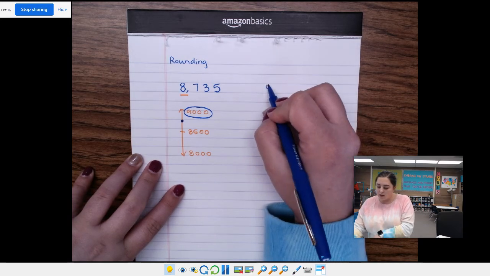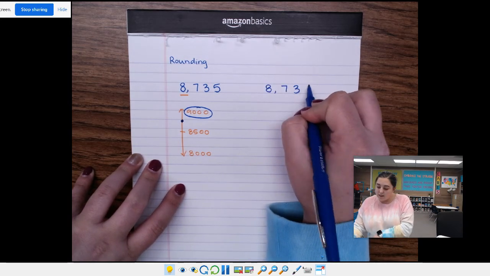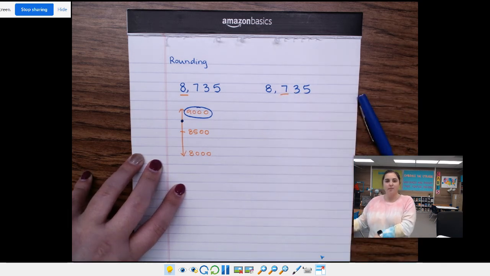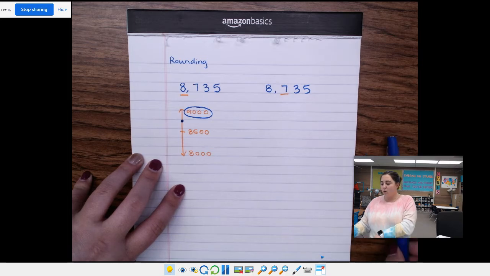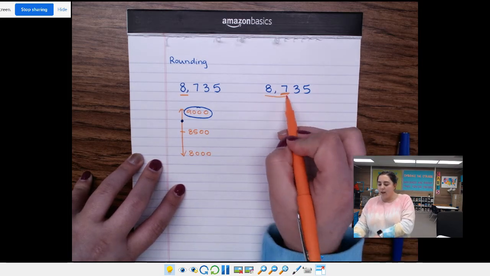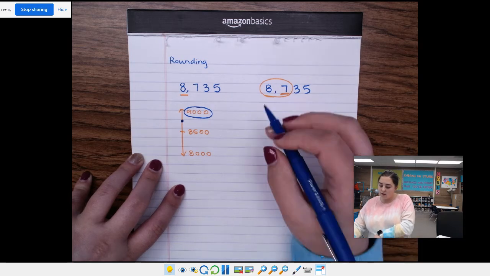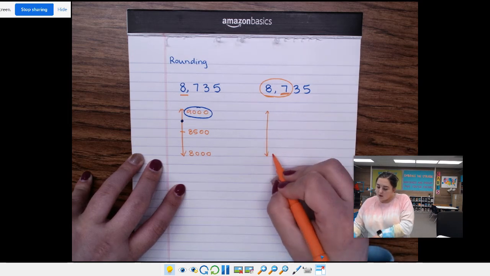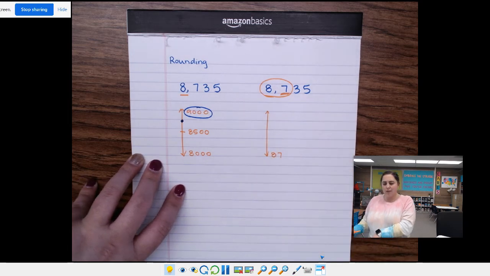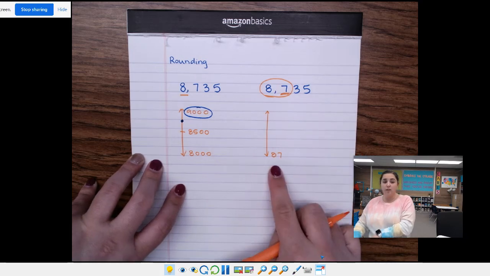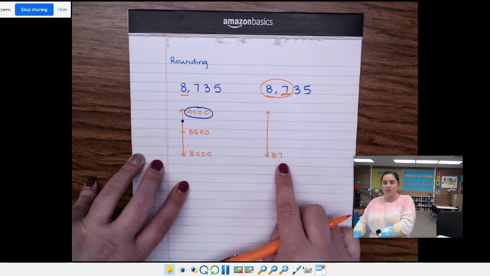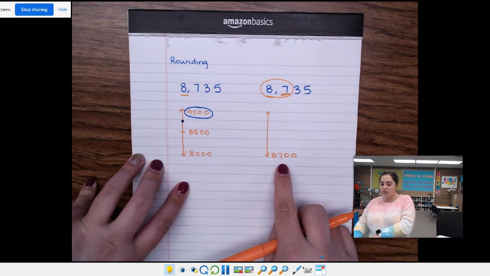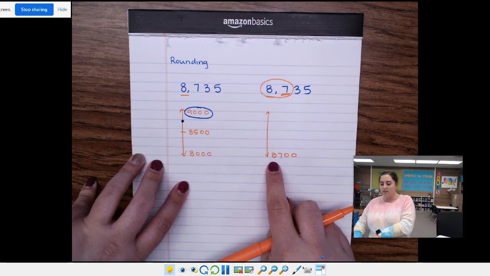Let's try it again, but this time, let's round to our nearest 100. So remember, when we're doing that, we're going to take that and everything that came before it. Let's keep using orange. So I can't just write 87 because 8,735 is not close to 87, excuse me. I just have to add in some zeros here. I'm rounding to the nearest 100. My nearest 100 would be 8,700.